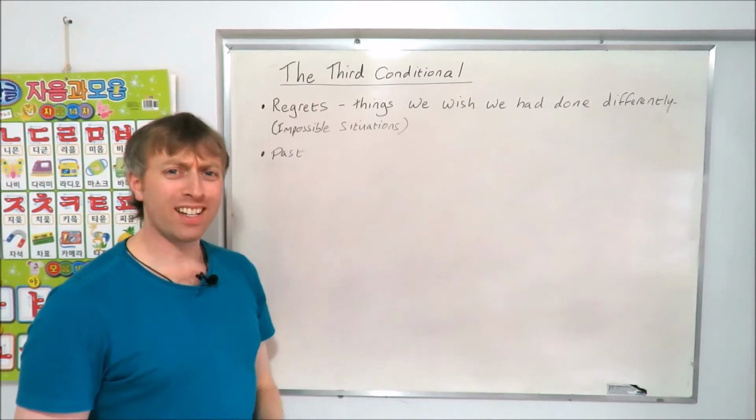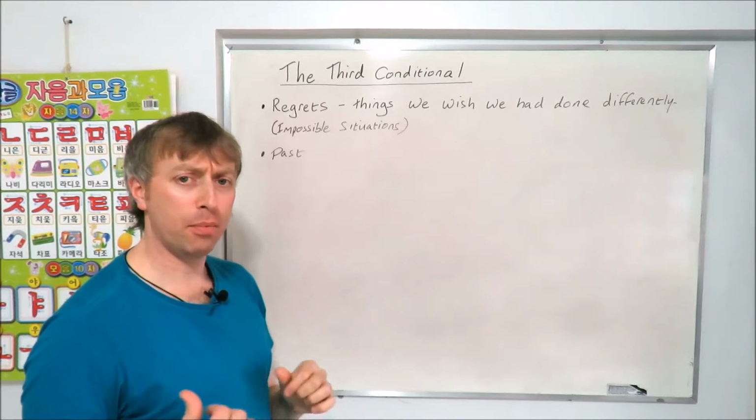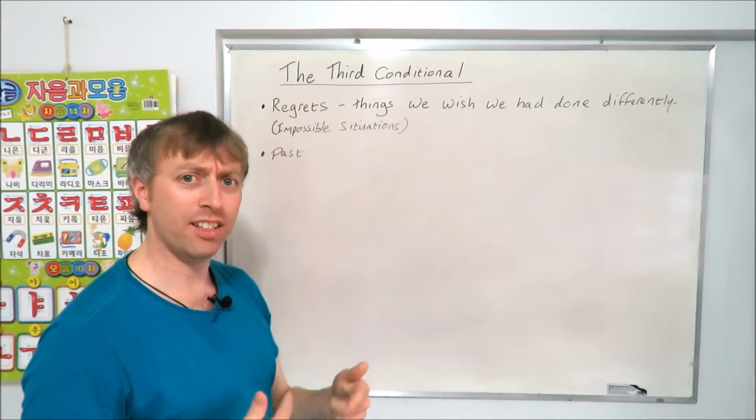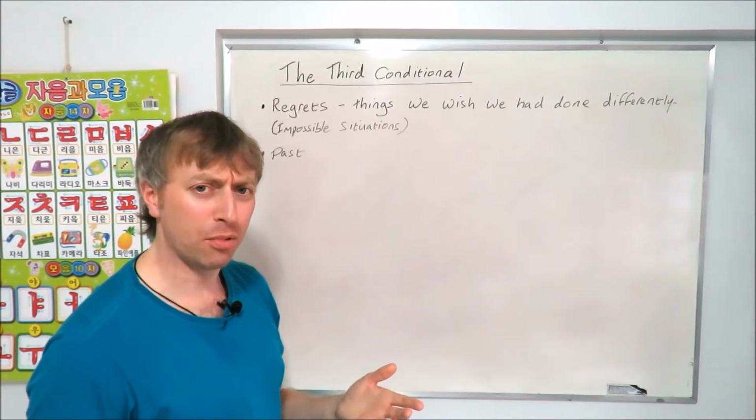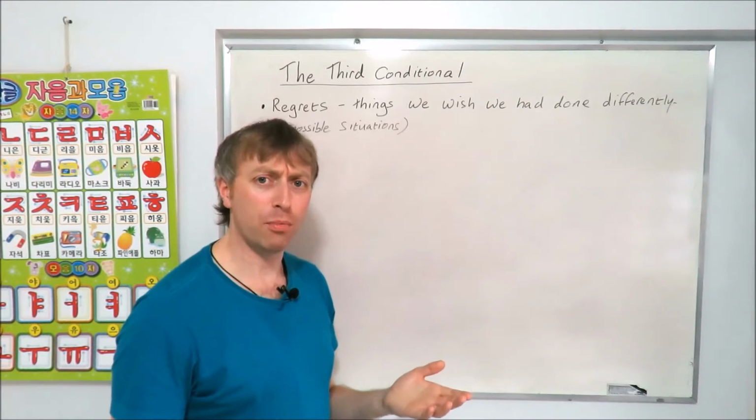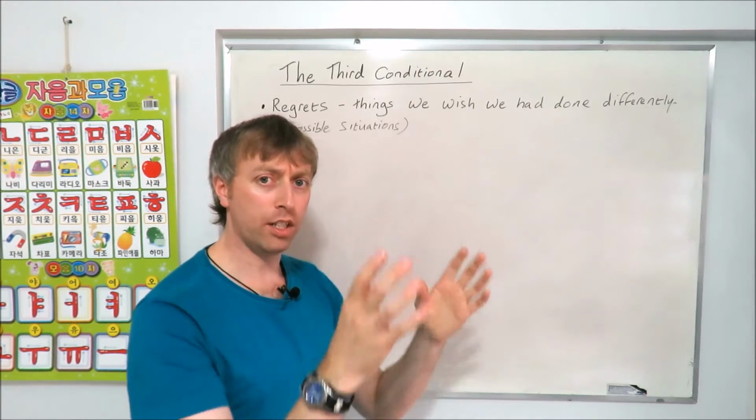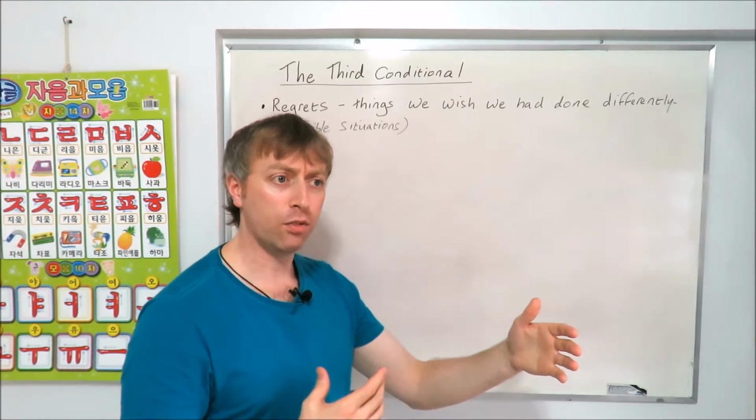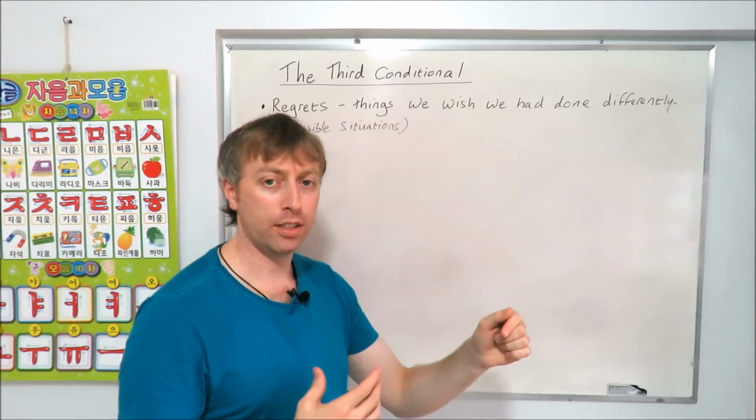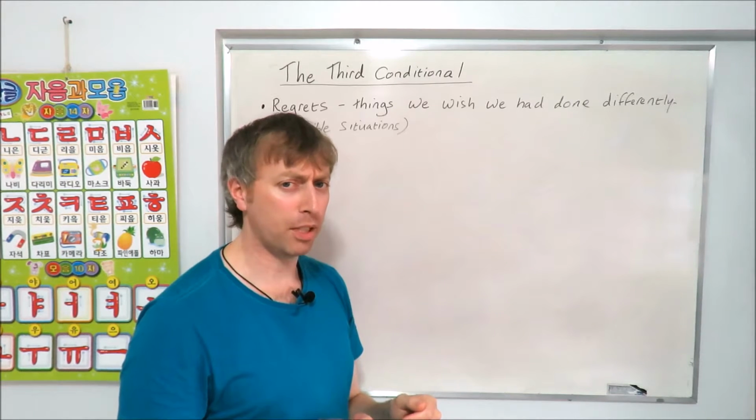Now, what are regrets? Regrets are situations in the past we wish we had done differently. So they're impossible. We can't change the past, it's already happened. So what we're doing, we're thinking of a condition and then we're thinking of an imaginary result. What could have happened? Let's show you some examples. It'll become more clear.